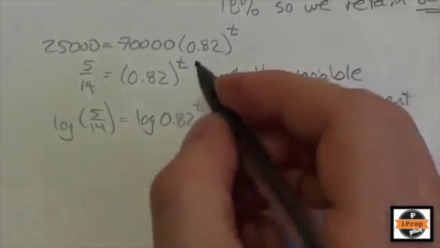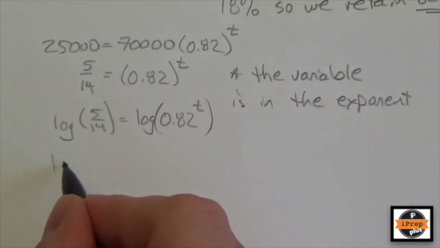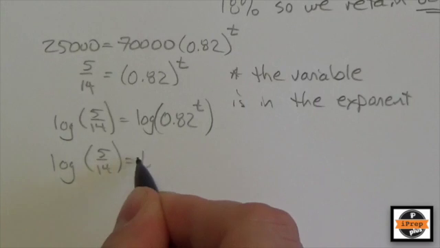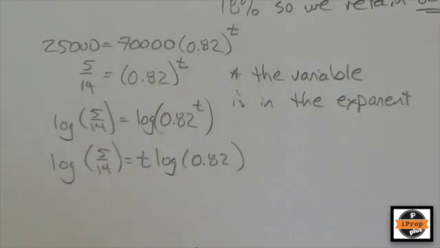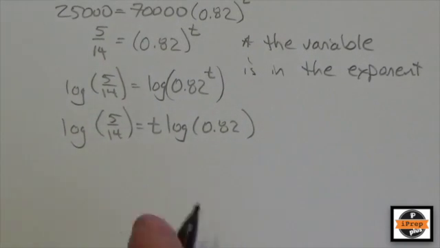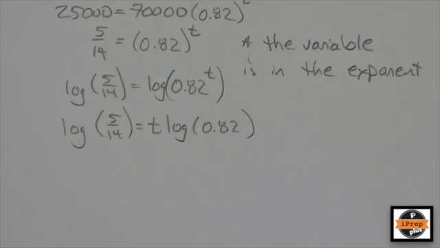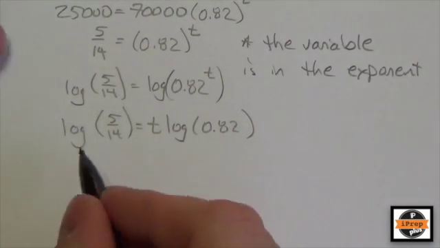Okay, and the bonus to that, or the benefit to that, is that I get to bring the t down. So this becomes the log of 5 over 14 is equal to t times the log of 0.82. Now my goal here is to get the t by itself. Remember that the log of 0.82 is just a number, just a decimal number. There's nothing crazy about that. So I just divide both sides by that.